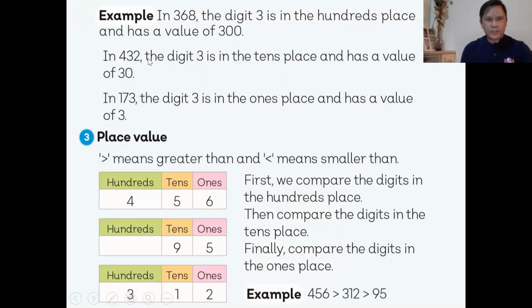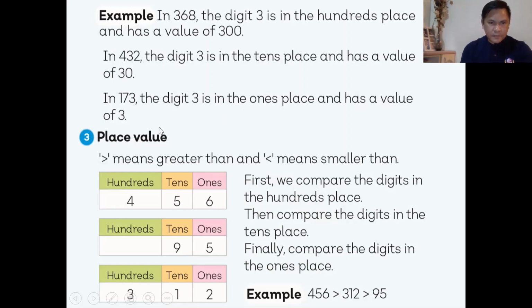In 432, the digit 3 in the tens place has the value of 30. If you look at the 3 here, it has the value of 30. In 173, the digit 3 in the ones place has a value of only 3. If you look at the 3 here, its value is only 3.